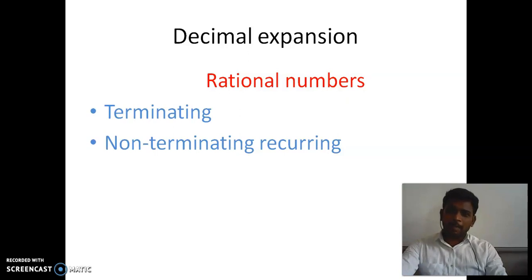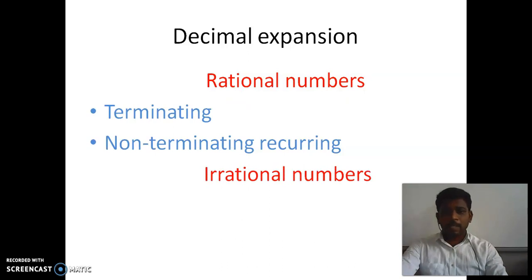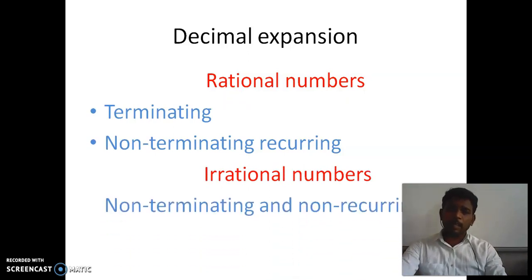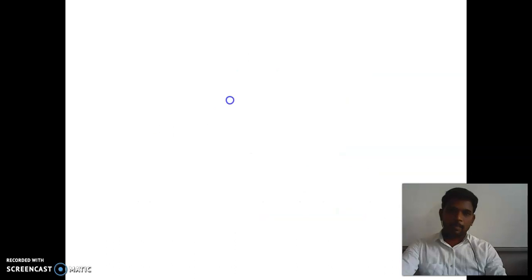For example, 1 by 5 is 0.2 and similarly 1 by 2 is 0.5. So some rational numbers have a terminating decimal expansion, and the non-terminating recurring ones are, for example, 1 by 3 and 1 by 7. Rational numbers like this come under the second category. One more thing is the decimal expansion of irrational numbers. The decimal expansion of an irrational number is non-terminating and non-recurring. That means it cannot end and no set of digits repeats. These are the definitions we have seen in the last classes.